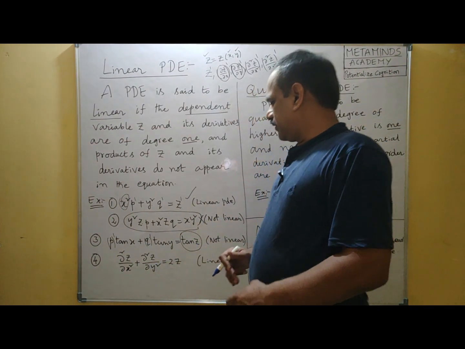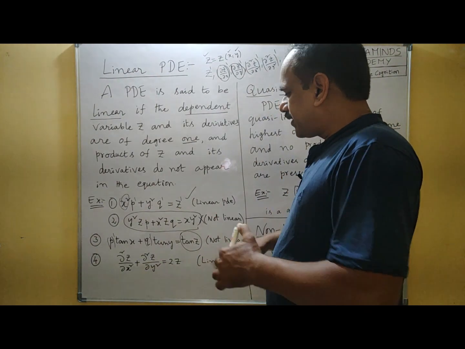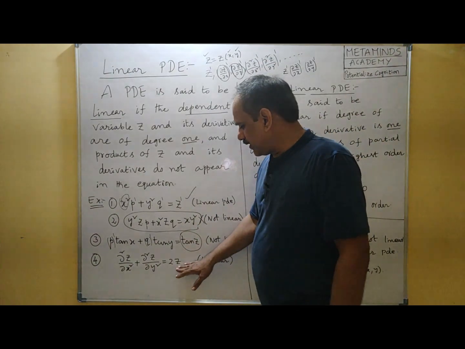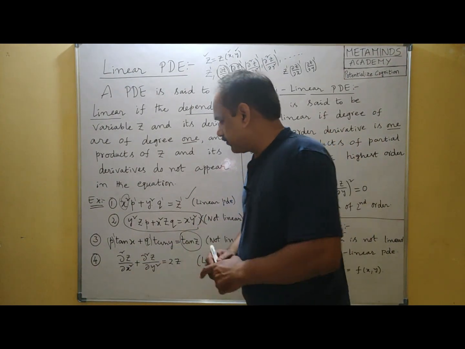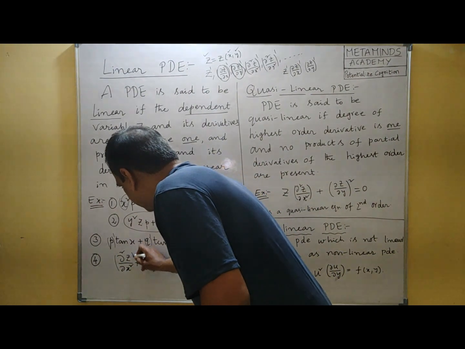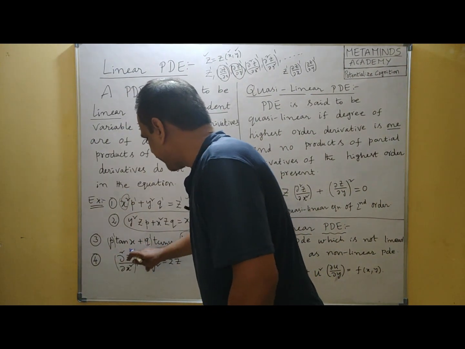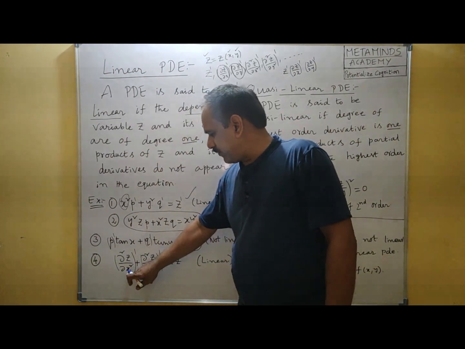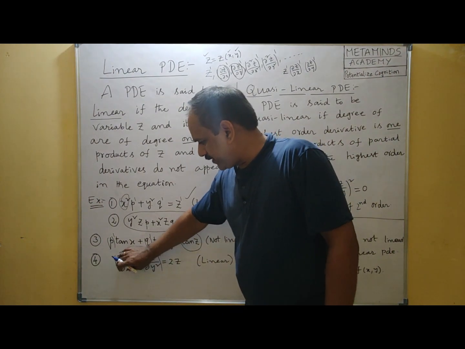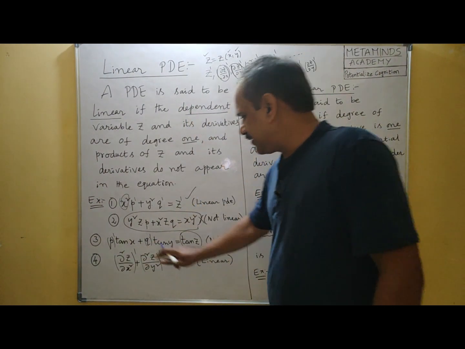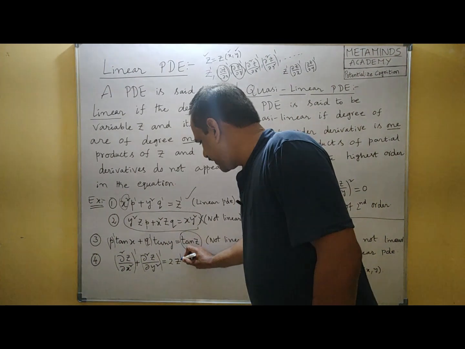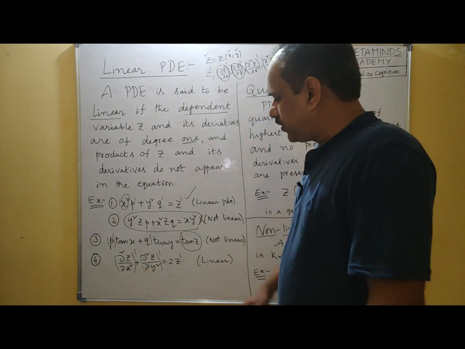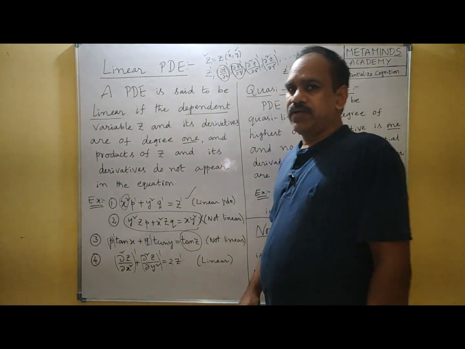Coming to this, here it is not about the order of the derivative, it is about the degree of the derivative or the degree of the dependent variable and its derivatives. See, here the order of the derivative is 2, but the degree is 1. Though it is a second order derivative of z, it is a derivative of the dependent variable, but its degree is 1. So here also the degree of z is 1. So it is considered to be a linear partial differential equation, though you have second order partial derivatives in the equation.